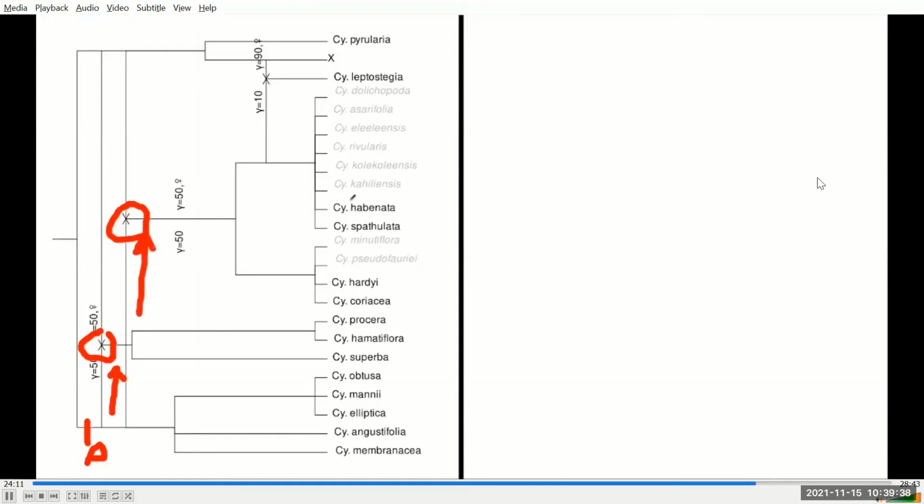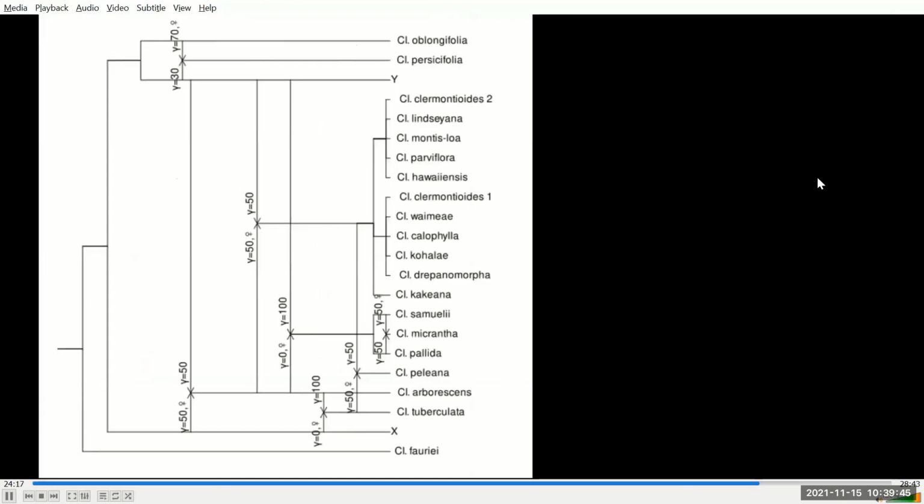And the final point is that in the Coriaceae clade, there does seem to be some east-west structure. Here's Clermontia, which we've already seen briefly. I've got 3 points I'd like to make on this slide. 1, you will not see Clermontia pyrularia. All evidence points to that species as being part of the purple-fruited Cyanea.